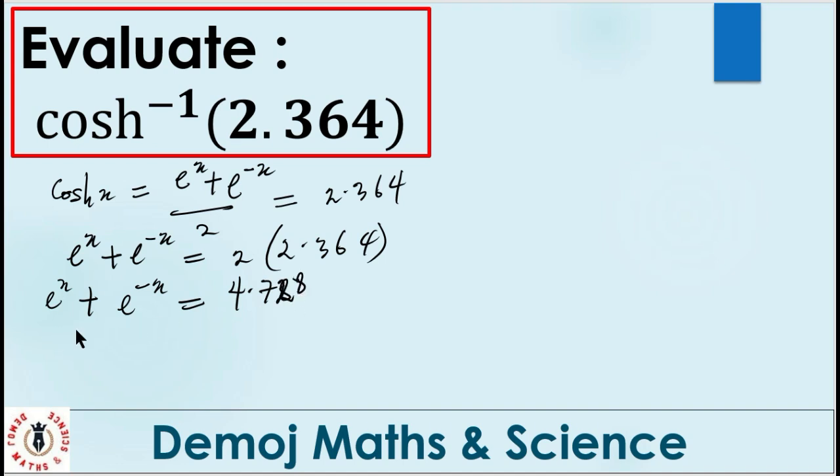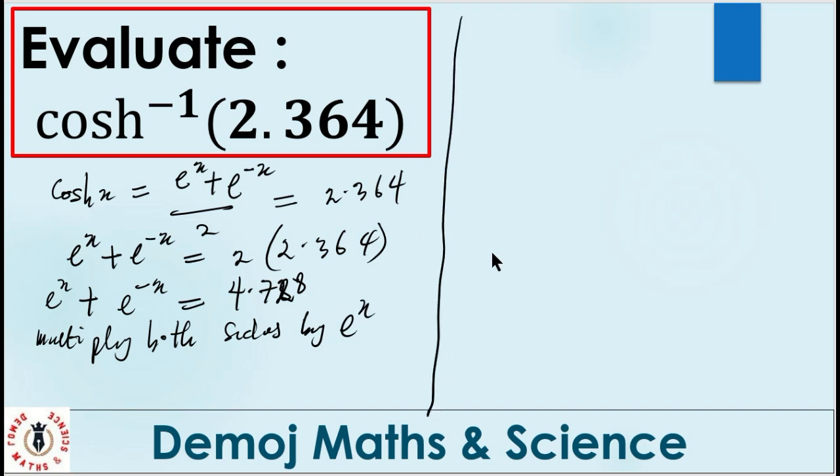Now, like we did the other time, the first thing you'll be doing is to multiply through by e raised to power x, or multiply both sides. Multiplying both sides by e raised to power x, it becomes e raised to power x all squared plus 1 equals 4.728 e raised to power x.